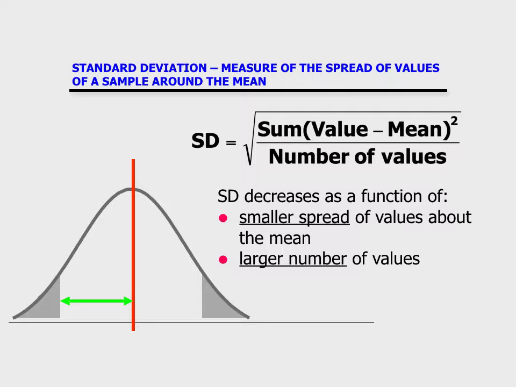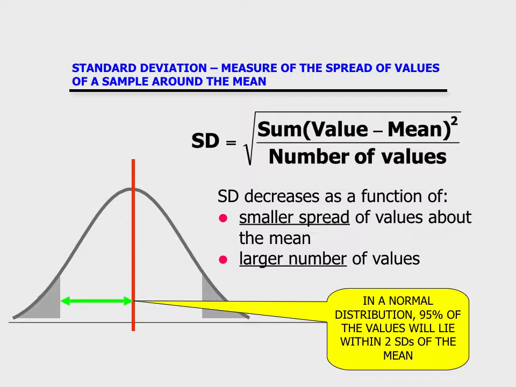Now, the standard deviation decreases as a function of two things. One, a smaller spread of values about the mean, which we'll look at in a moment, and two, a larger number of values. One thing you do need to understand, though, is that in a normal distribution, about 95% of the values will lie within two standard deviations of the mean, meaning 95% of the information you collect is going to be where that green arrow is on both sides of the red line.